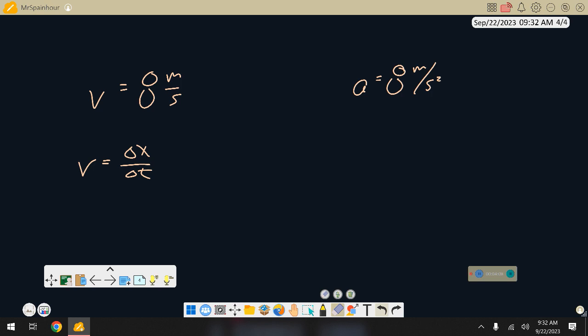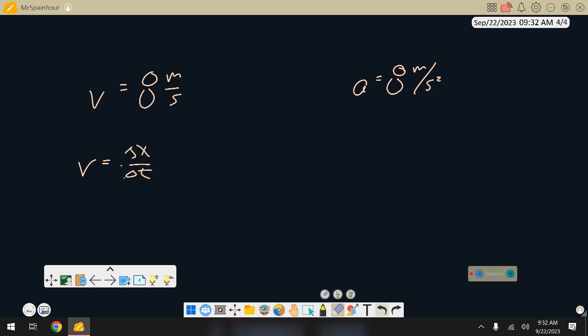Right, your position will change by 8 meters every 1 second. Cool, that one is probably the easy one. And again, if you struggled with that, you can look right here: position will change by 8 meters when time changes by 1 second, right?